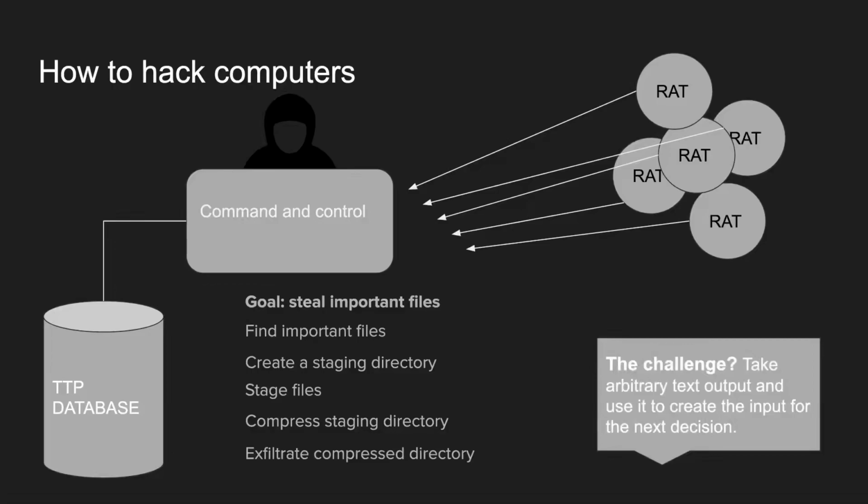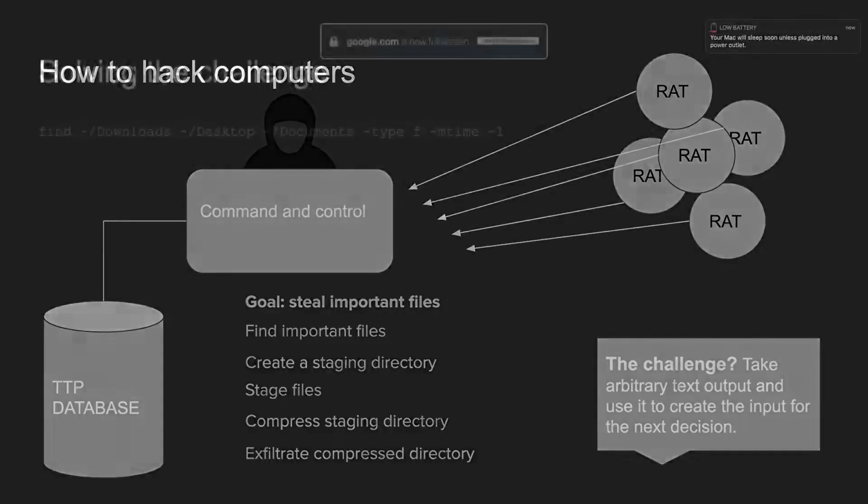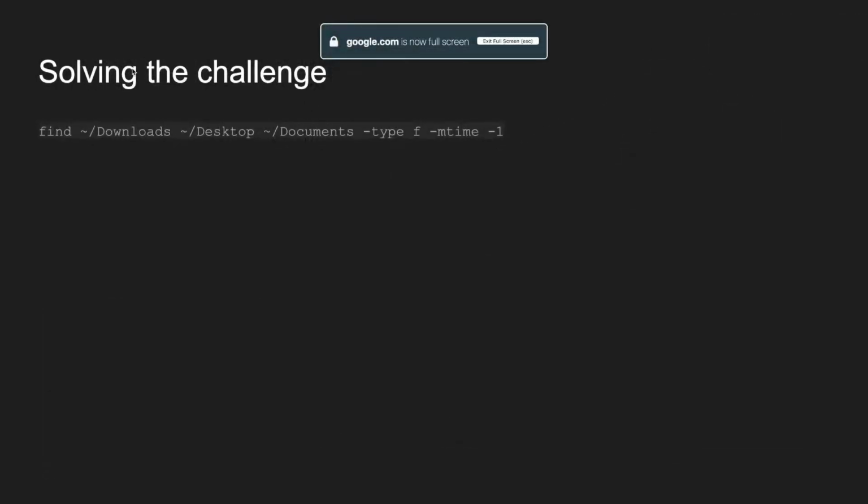The challenge of these steps when we're looking at this from a fully automated way is how do we take the arbitrary text output of each of these commands, each of these steps, and use it to create the input for the next decision. So how do I, once I find important files, how do I dynamically take that information and lead it into staging files? Well, that's what we're going to look at now. We're going to try to solve that challenge.